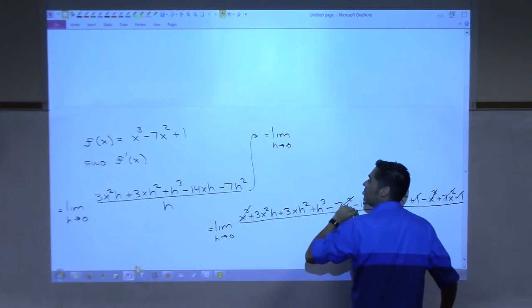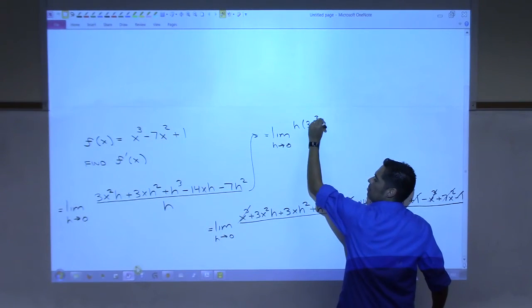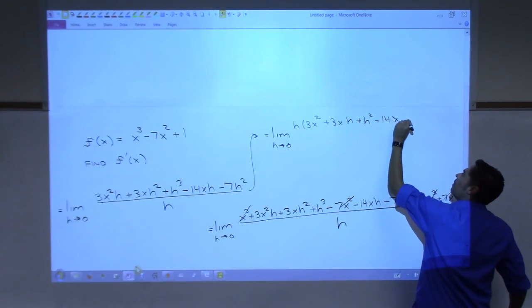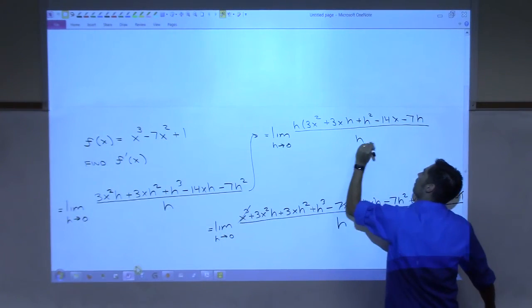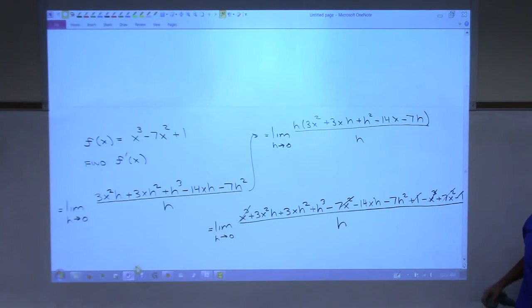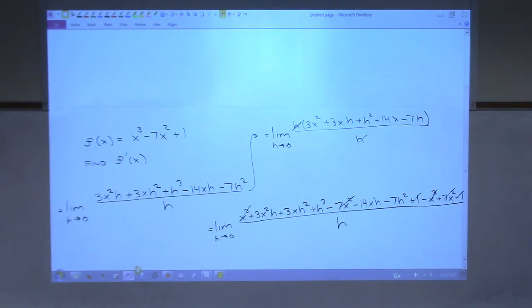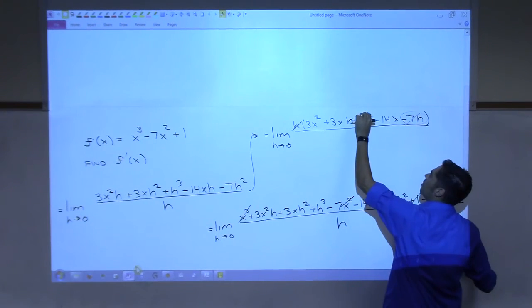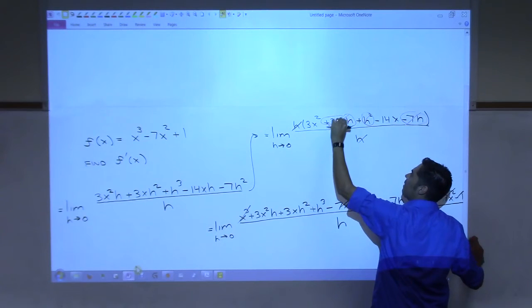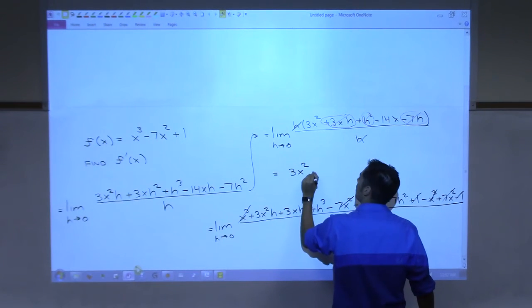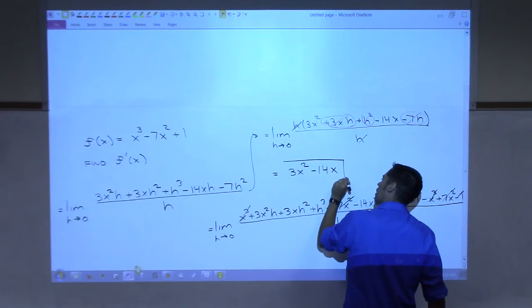Notice I have not forgotten to write my limit. Every single time I write limit. All right. We good? Yeah. Cancel your h out. And now the remaining expression, you let h go to 0. Everywhere you see an h, that term is going to vanish, right? It's going to go away. So this is going to go away. This is going to go away. This is, oh, the whole thing is going to go away. And the only thing left is 3x squared minus 14x. And we are done.